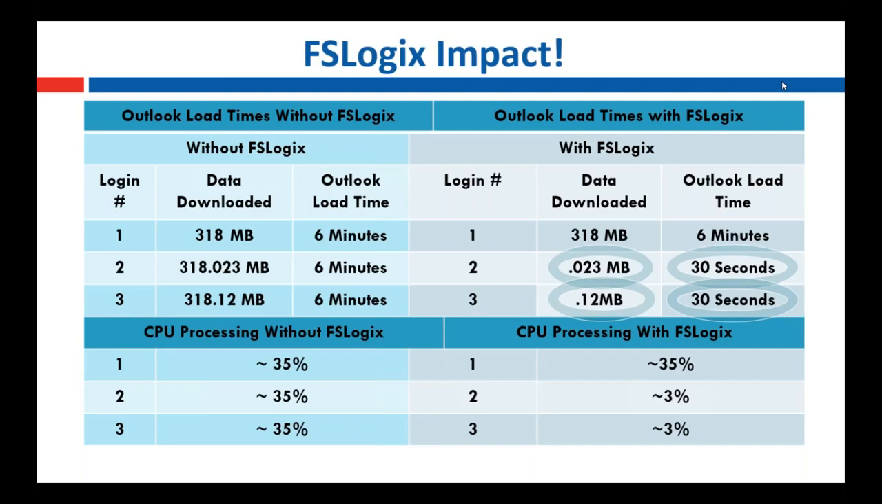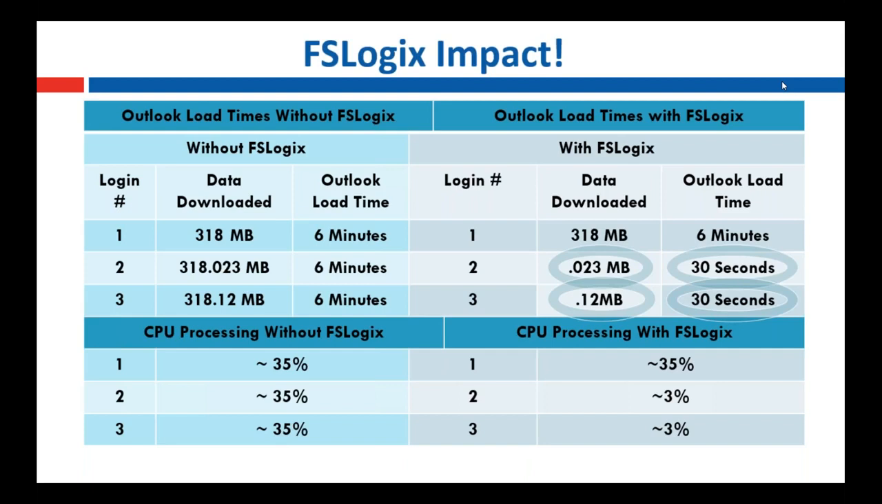At 318 meg, that's not a big deal. How many people can honestly raise their hand and say, I have a 318 meg mailbox? It's usually like in the gig realm, right? And if you look at what the CPU was doing in that realm, it was about 35%, okay?